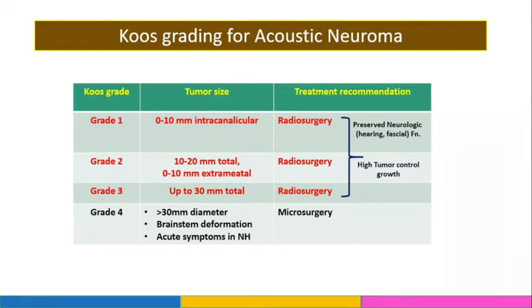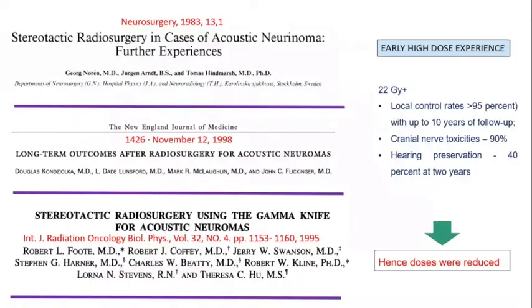So basically today, if you look at it according to the Koos grade, you have a grade 1 tumor that is below 10 millimeter intracanalicular. Radiosurgery seems to be a good option or probably the first option. Same maybe in grade 2, and there are of course nuances in this depending on the preserved hearing, your ability to do the middle fossa surgery, etc. But very commonly acceptable is up to grade 3. You can still continue to do radiosurgery, but many of us see grade 4 patients with brainstem compression, and there microsurgery becomes our first treatment.